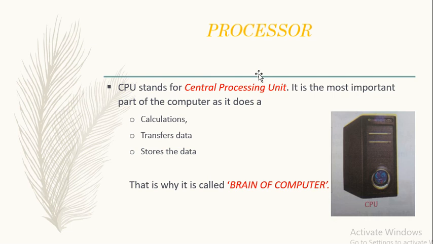Now the next one is processor. Now what is the meaning of processor? CPU stands for Central Processing Unit. This is the picture of CPU. It is the most important part of computer as it does a lot of work, and the work performed by CPU is as follows: calculations. It also transfers data. It stores a huge amount of information in it. So these are the various working or uses of CPU. Because it is very important for the computer, it is also called the brain of the computer. So we can say it is the brain of our computer.